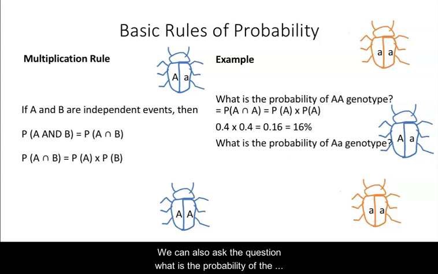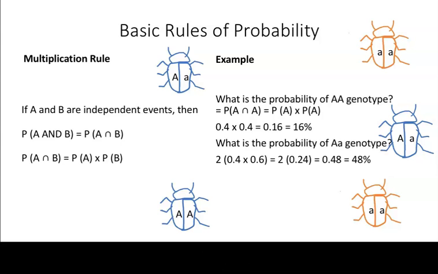We can also ask the question, what is the probability of the big A little a genotype? And in this case, there's 2 ways to get this genotype. We can have big A little a, or the reverse is true, we can have little a big A. So we need to multiply the probability of big A little a times 2 to get the real frequency here. So we have 2 times the probability of big A, which we know is 0.4, times the probability of little a, which is 0.6. So here we get 2 times 0.24, which equals 0.48, which equals 48%.